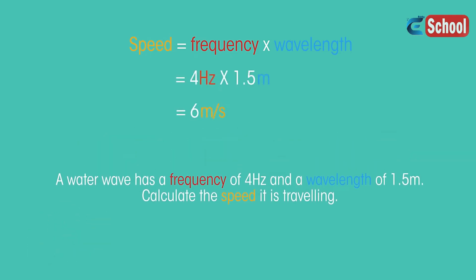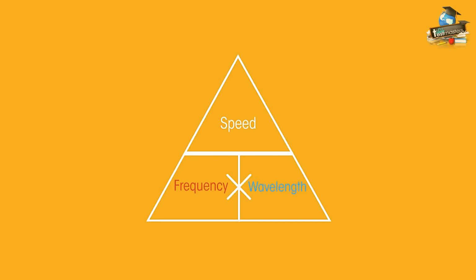How did you get on? Did you get caught out by the change in units? Here, the value for wavelength was measured in meters, and so our answer must be in meters per second. So far, we've been calculating the speed, but we could just as easily be asked to calculate the wavelength or frequency. We simply need to rearrange the formula.